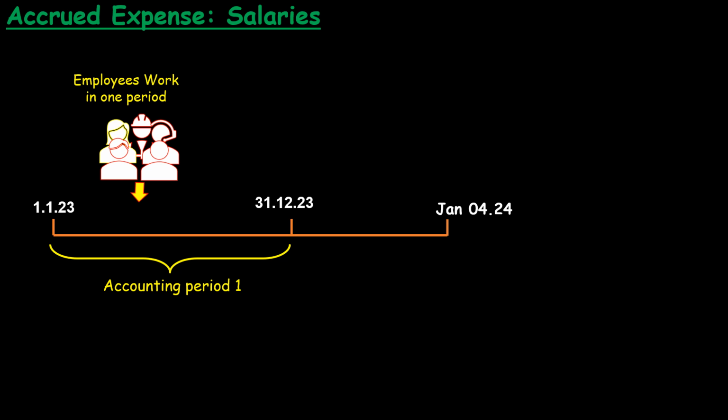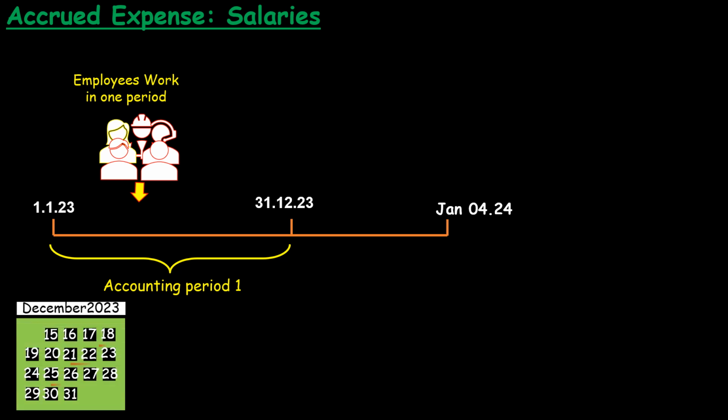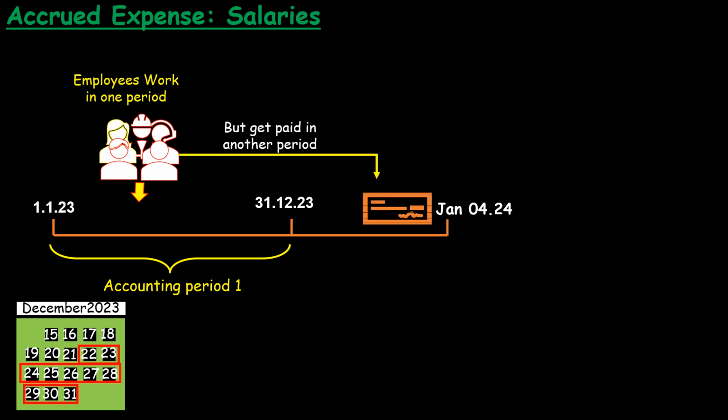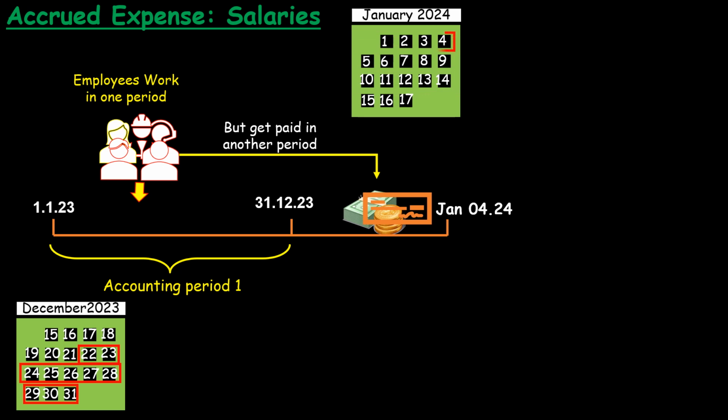The employees work for us in one accounting period, but then you see that these employees worked in the last 2 weeks of December 2023, but they will be paid on January 4th, 2024 in another accounting period. Now this makes it an accrued expense. They work in one period and get paid in another period. That is an accrued expense for the business.